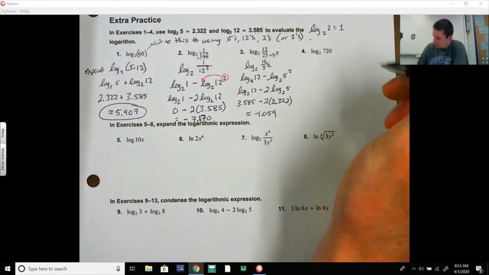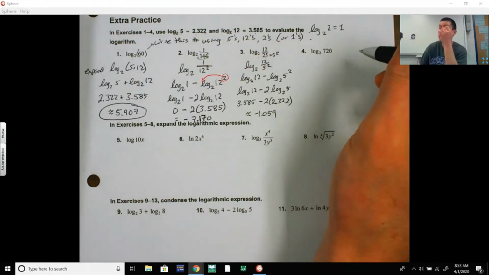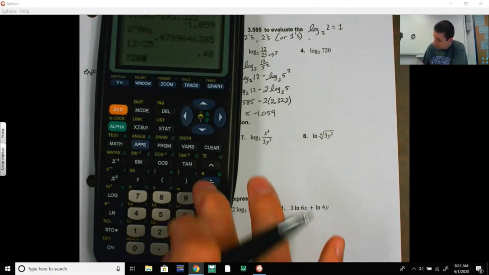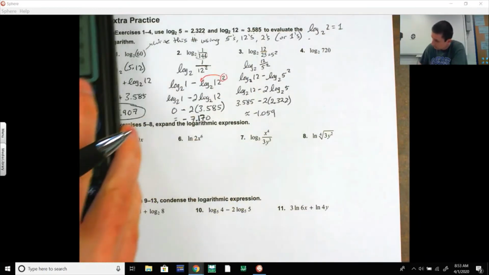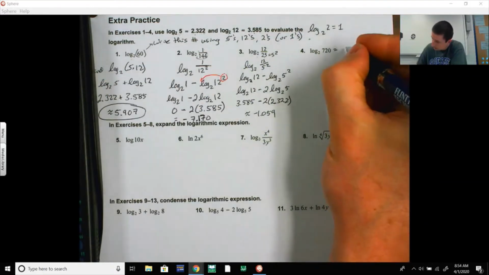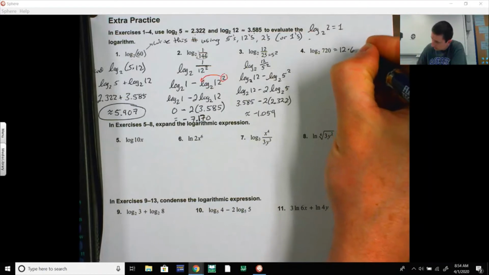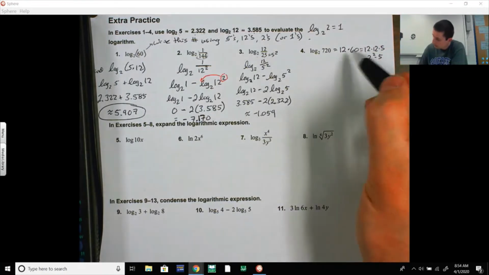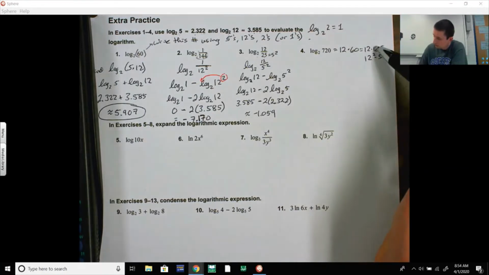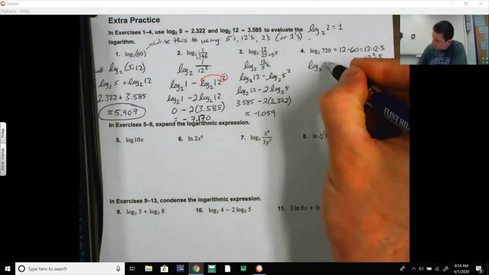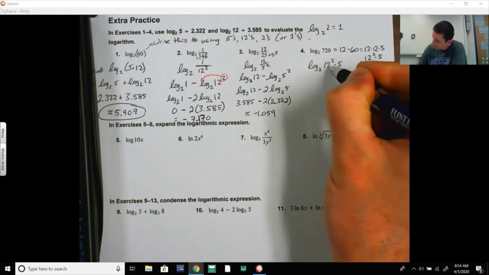Oh, a bigger number, 720. Okay, 720, 72. 12 goes into 72, so 12 is going to go into 720. 720 divided by 12 is 60. Oh, a 60. We already had a 60. So 720 is 12 times 60, so that's 12 times 12 times 5. So I have a 12 squared times 5 right there. So 12 times 60. 60 is 12 times 5. So I have two 12s and a 5. So this is rewritten as log base 2 of 12 squared times 5.